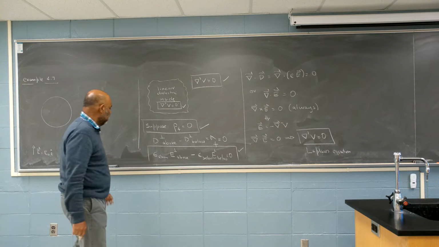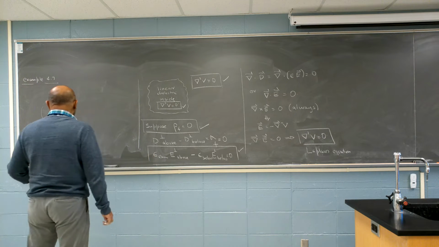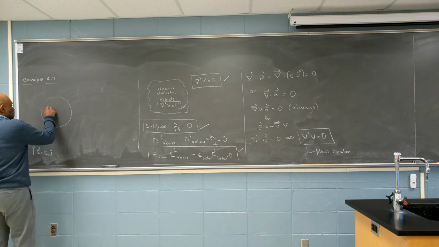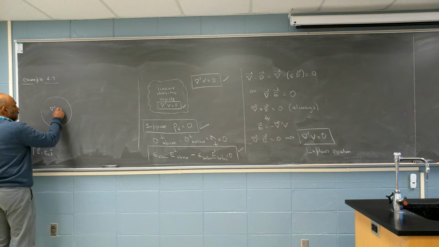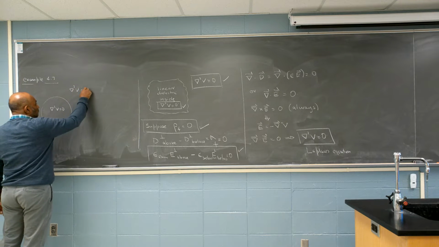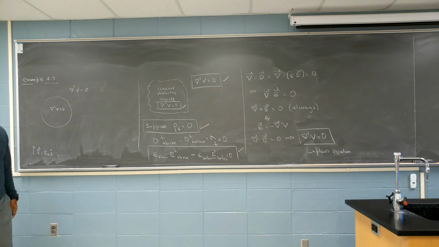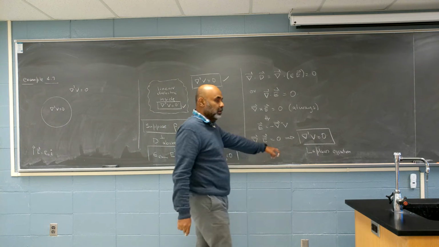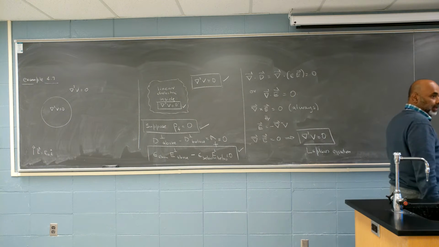Let's see what they are. But the point is, inside, del squared V equals 0, and outside, del squared V equals 0, because there are no free charges. I've just shown that that's the case. Okay.